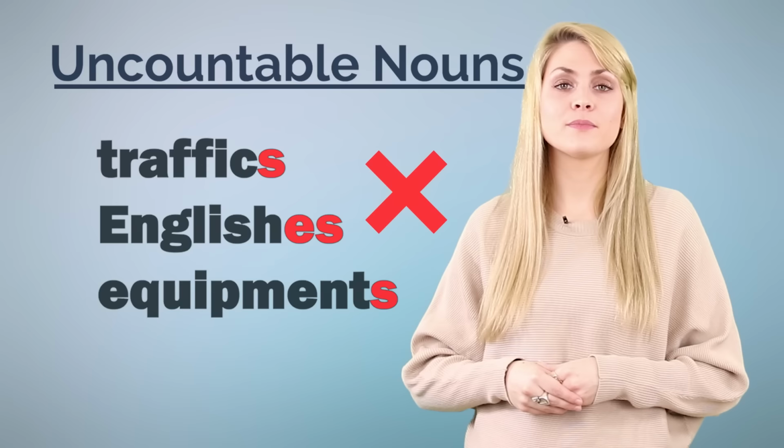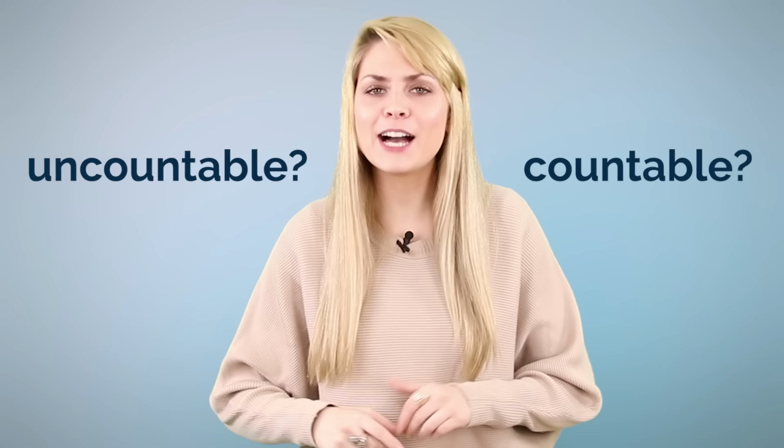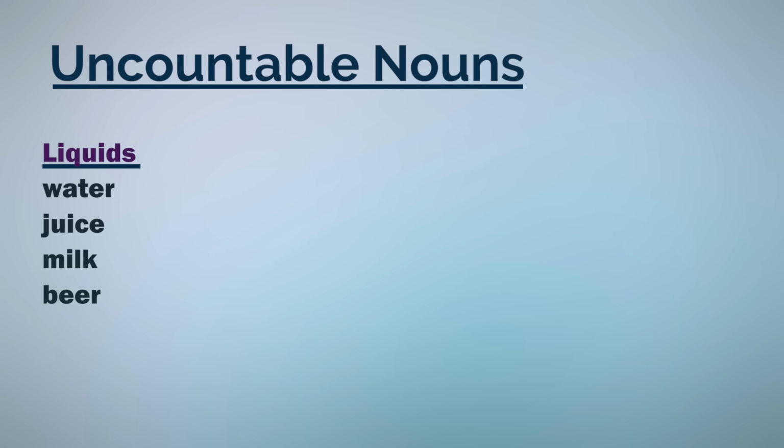Okay, guys, now let's take a closer look at rules with countable nouns and uncountable nouns. So how do we know if a word is countable or uncountable? Well, there are a few tricks that can help. Let's look at these words. Some groups of words are very often uncountable, and this can help you. For example, liquids. Water, juice, milk, beer. All those words are uncountable.